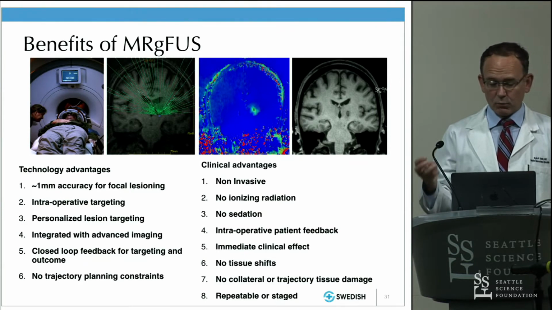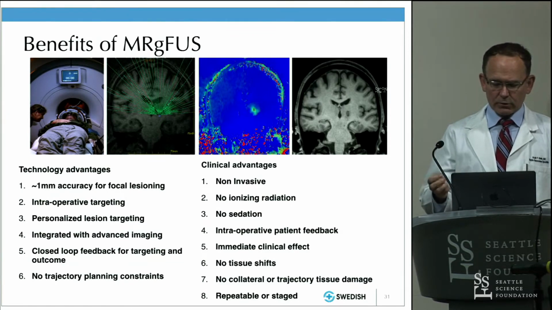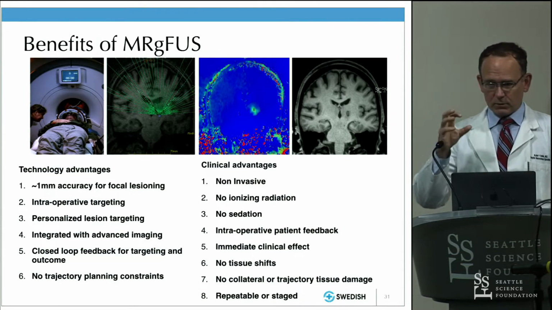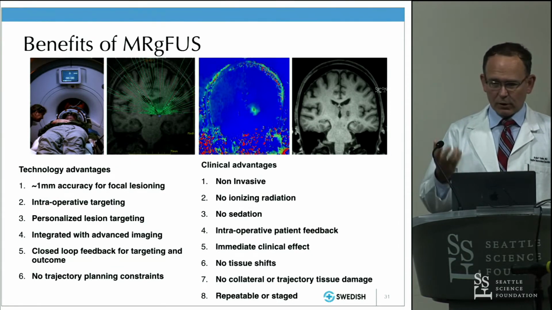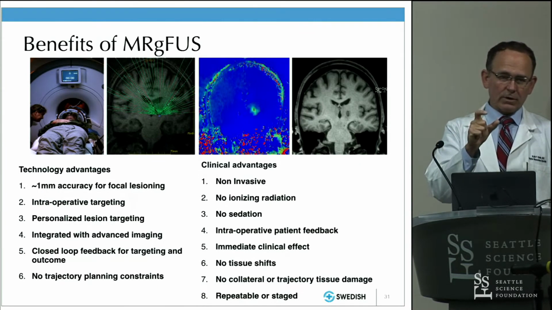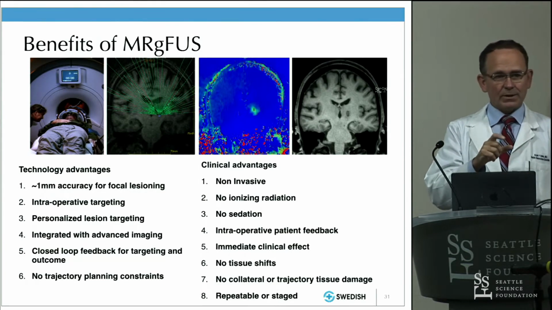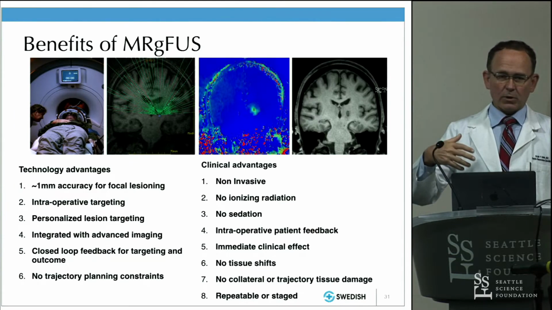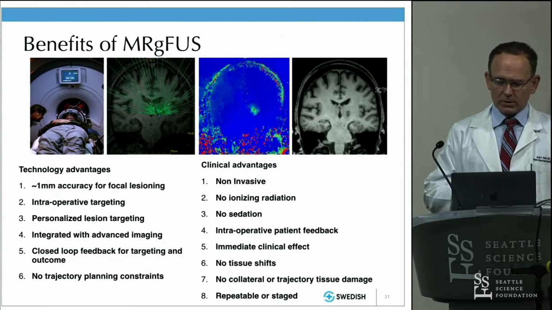So the advantages are that it's more accurate with a higher drop-off and shorter distance than Gamma Knife. You're able to do intraoperative targeting. You can sculpt a lesion, so it doesn't have to be spherical. You can actually do sequential lesioning to make it aspherical. It is a closed-loop therapy where we can do an iterative process. We can do it once. We can raise the temperature of the tissue to a non-lethal temperature, but one in which the tissue won't be active. And so at about 45 degrees centigrade, it should no longer work for a short period of time. We can look for tremor control, look for side effects, and then progress to higher temperatures once we know that the target is a safe one.